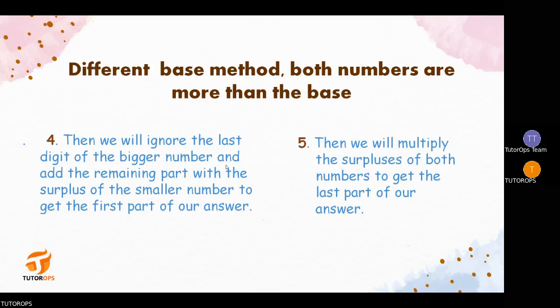So for that purpose, we are ignoring the last digit of the bigger number, just to make the bigger number similar to the smaller one, and add the remaining part with the surplus of the smaller number to get the first part of our answer. Okay. Then we will multiply the surpluses of both numbers to get the actual answer. Now I am taking an example that will be very helpful for you.